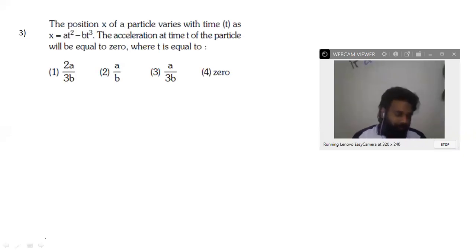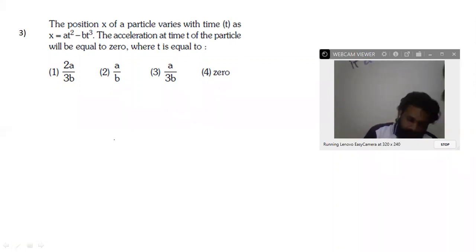Third problem. The position x of a particle varies with the time t as x is equal to at square minus bt cube. The acceleration at a time t of the particle will be equal to 0 when t is equal to what? They are asking what is time t when the acceleration is 0. So from this position, we need to find acceleration, then equate acceleration to 0, find the value of t, and we will be getting the answer. If you are getting the answer, please comment it.